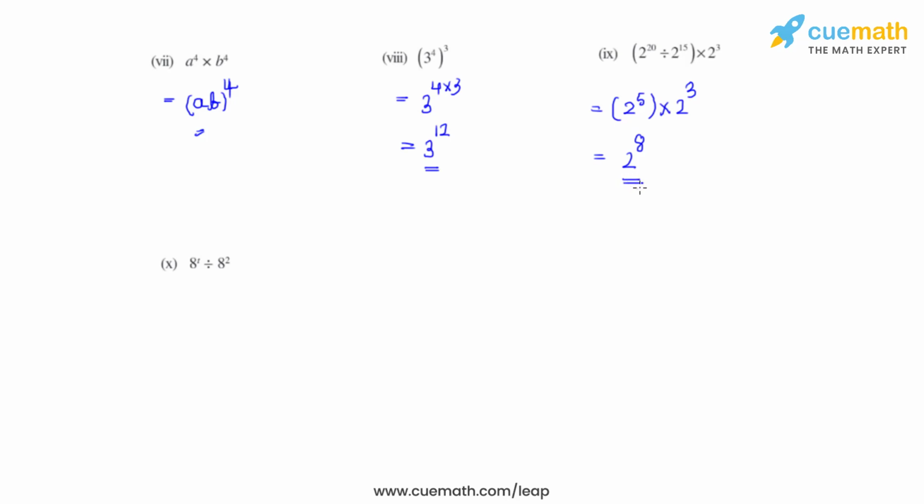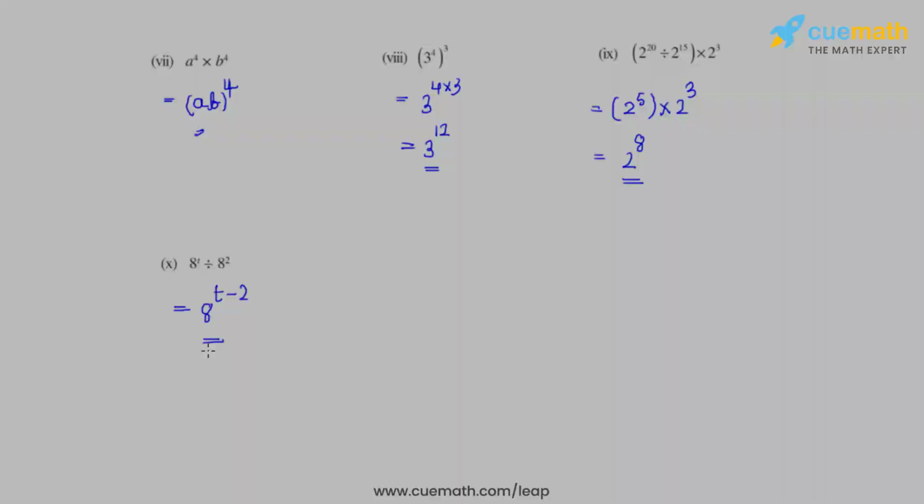Coming to the last bit of this question, which is the tenth bit, we have 8 raised to t divided by 8 raised to 2. Bases are same, they are in division, so we just subtract the powers. We keep the same base and we will subtract the powers. So it's t minus 2. And that is the answer for the tenth bit. And this is how we make use of different laws of exponents to simplify and write the final answer.